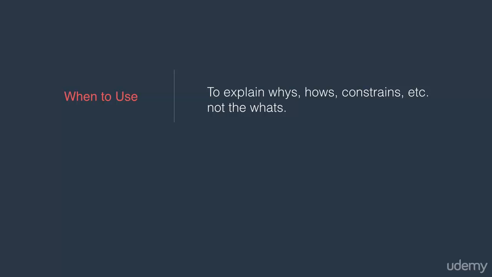Now, as a rule of thumb, keep your comments to a minimum. Use comments only when required, and that's when explaining whys, hows, constraints, and things like that. Do not explain what the code is doing. Your code should be so clean and straightforward that it doesn't need comments. If a comment explains just what the code is doing, it's redundant.